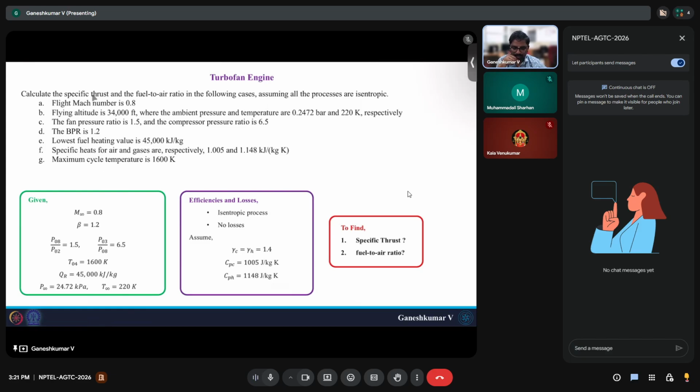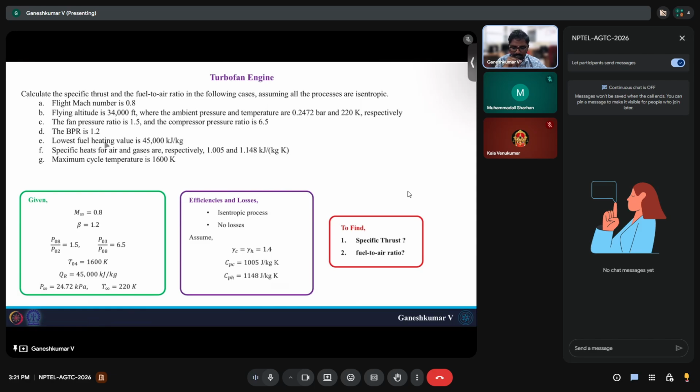The flight Mach number is 0.8 and it is flying at an altitude of 34,000 feet, where the ambient pressure and temperature are given. The fan pressure ratio is 1.5, the compressor pressure ratio is 6.5, and the bypass ratio is 1.2. You should note that the fan pressure ratio and bypass ratio are additional inputs given here because it's a turbofan engine.